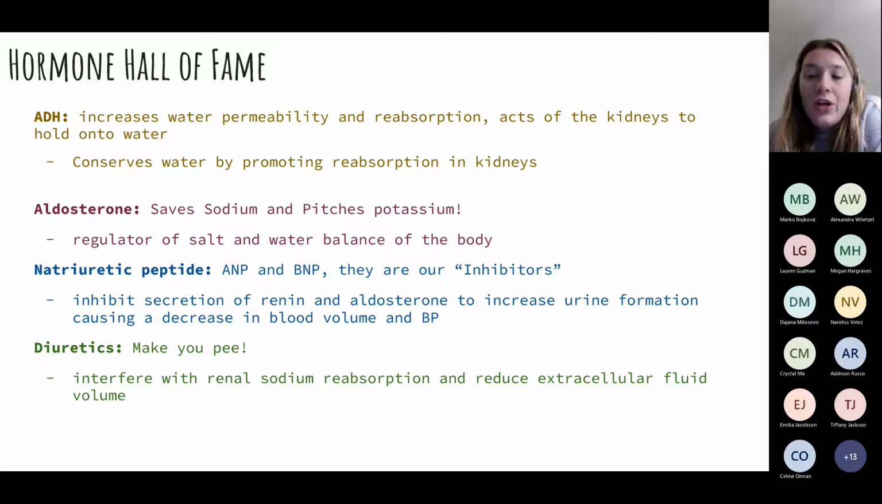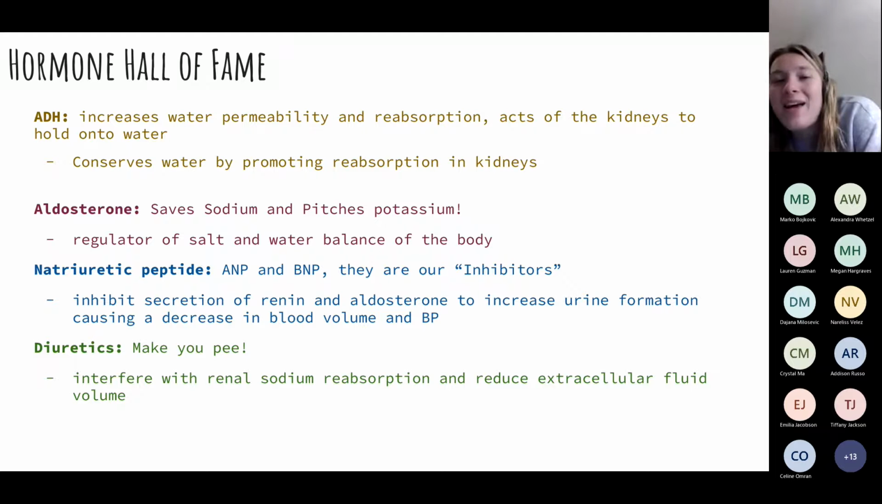Irreversible damage. So I included a slide on what I call the Hormone Hall of Fame. These are all the hormones that are involved in our renal system. ADH we talked a lot about in the beginning of the semester, but all it does is act on the kidneys to hold water. Anti-diuretic hormone, anti-pee hormone, stops us from peeing.